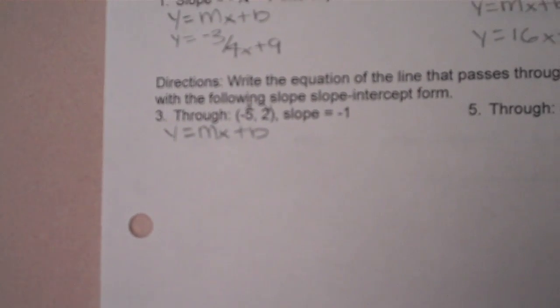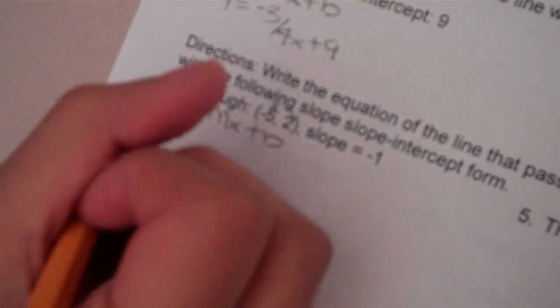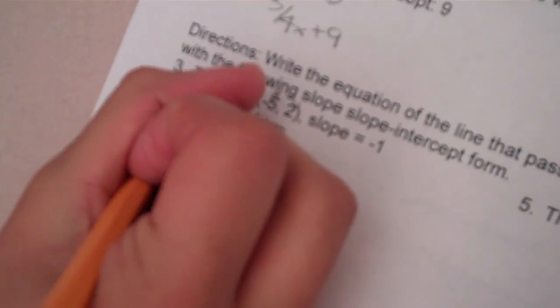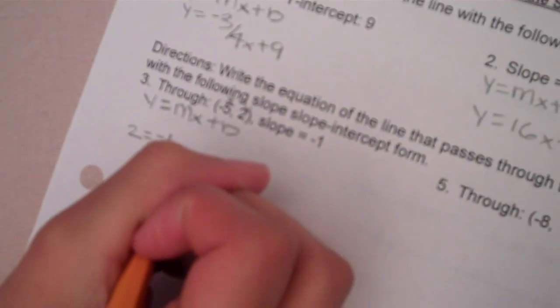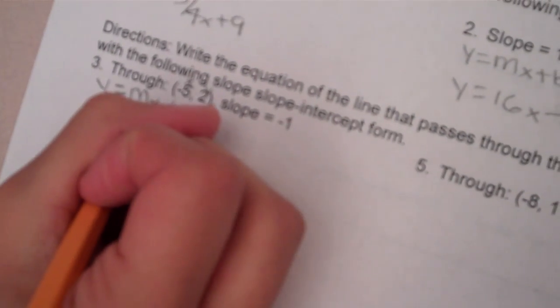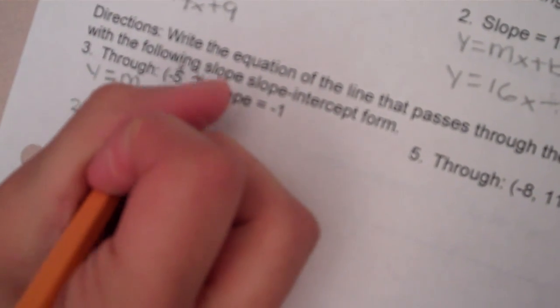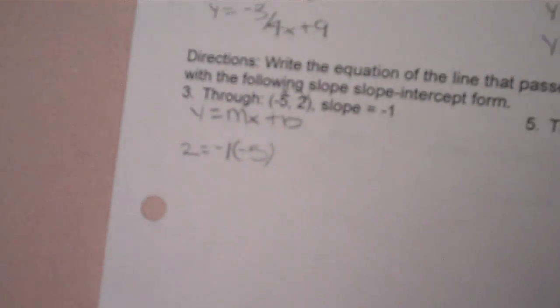All right, now we're going to substitute our slope and the x and y coordinates. So instead of y, we're going to plug in 2 equals our slope, which is -1, and we're going to multiply that by our x coordinate, which is -5. And that plus b, because that's the only thing we don't know.